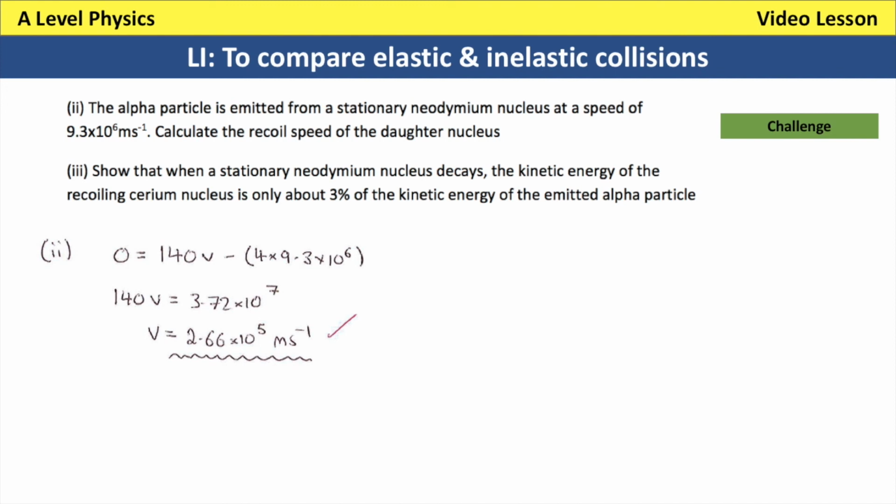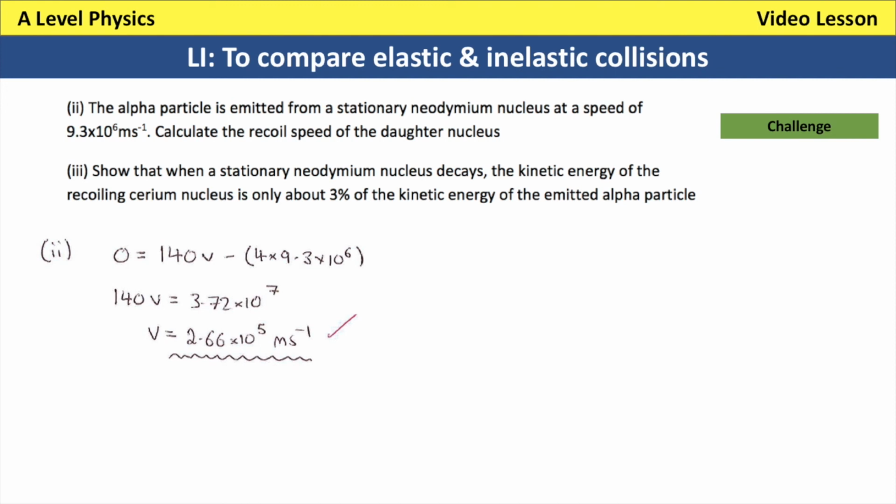We can then work out what the momentum of the alpha particle is. We know that the momentum of the alpha particle is going to be 4, because it's made up of 4 protons and neutrons, multiplied by 9.3 times 10 to the 6. Then, using the same logic, we've got 140 times V, which gives us the momentum of the cerium nucleus. Now, I know I'm not working in proper units here because I've just taken the mass number as being the mass, because obviously the mass of an alpha particle isn't actually 4. It will be 4 multiplied by the mass of a proton, but because that is going to cancel out later on, it doesn't matter.